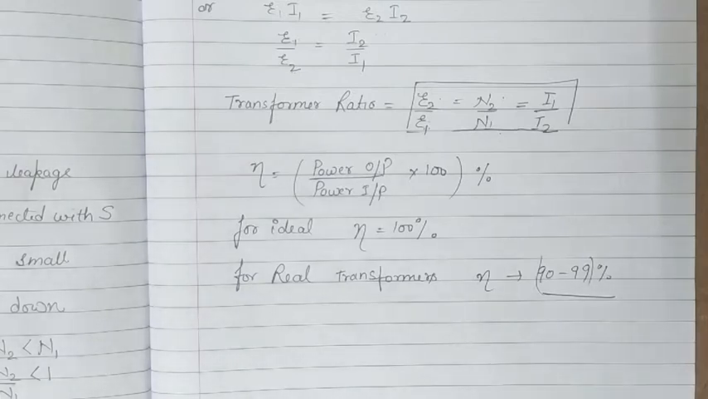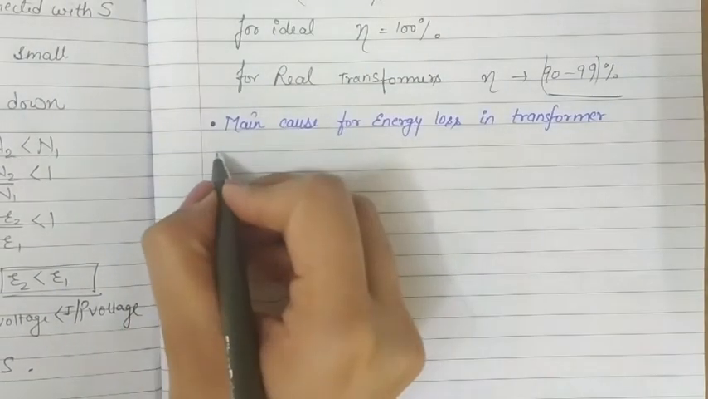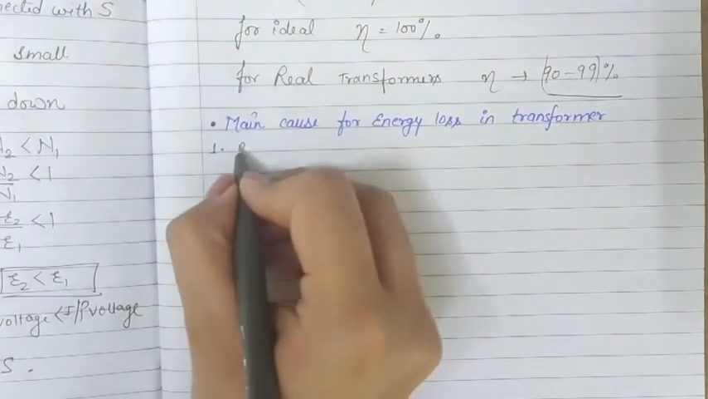That means that 1% deficiency in power, that consumption or loss, that 1% is because of some reason. That means there are some possibilities of energy losses. So now we are moving to the main causes of this energy loss in transformer. So first cause for energy loss in transformer is copper loss.